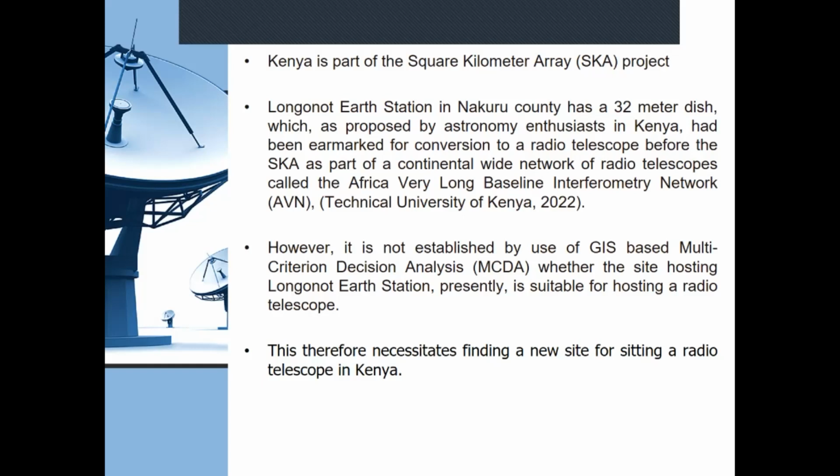If we come back home, we realize that we have various locations that are dedicated to space activities. Notable among them is the Longonot Earth Station in Nakuru, which is currently defunct. It's been vandalized. There have been various suggestions that we refurbish the antennas at the Longonot Earth Station into a radio telescope. That is good. However, by use of geospatial methods, we cannot ascertain that the Longonot Earth Station, as it presently is, is suitable for hosting a radio telescope. That is what necessitated this study.